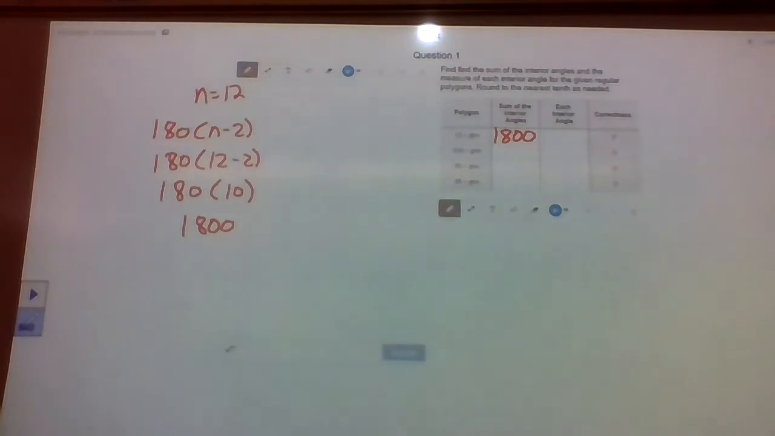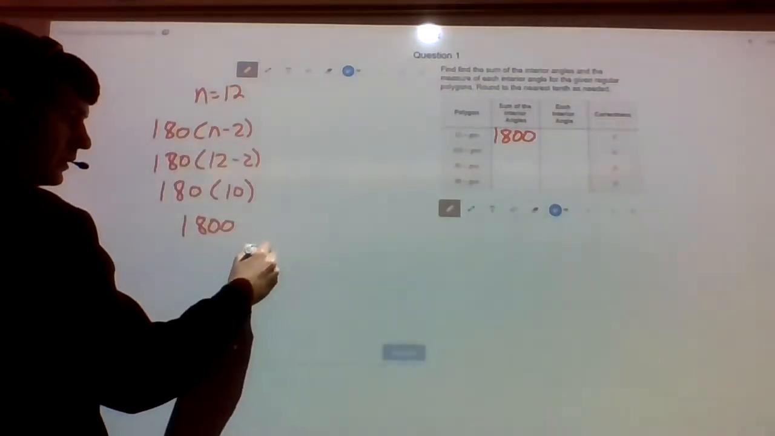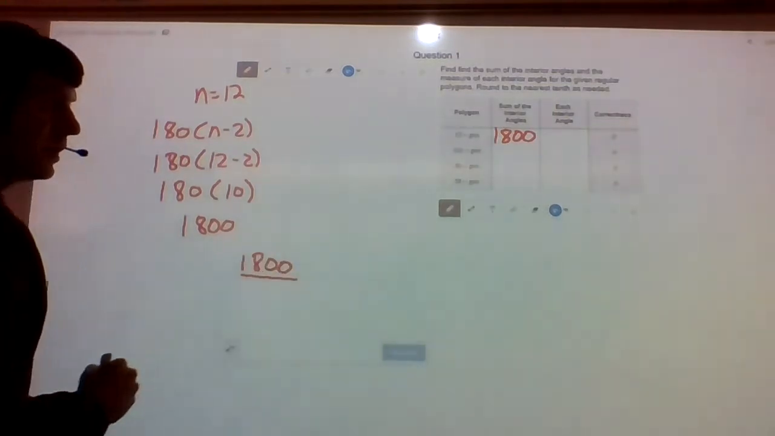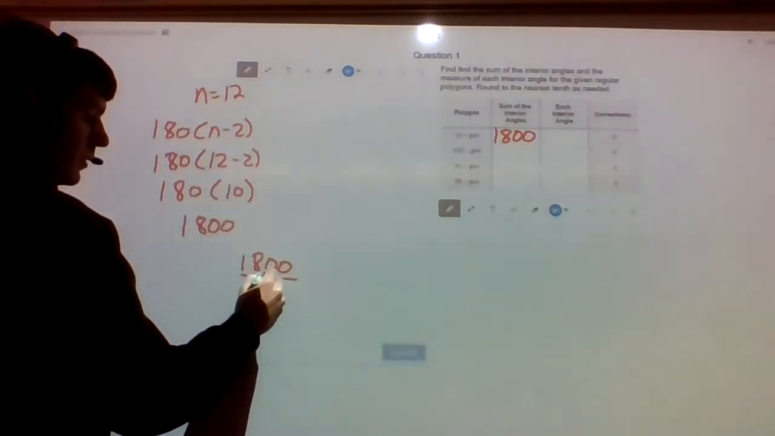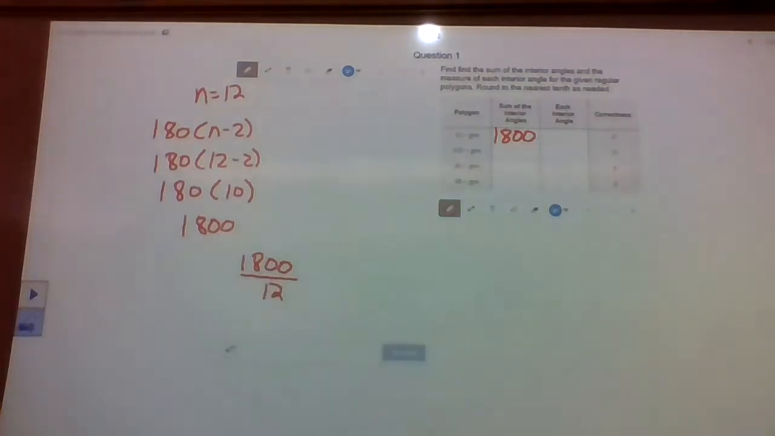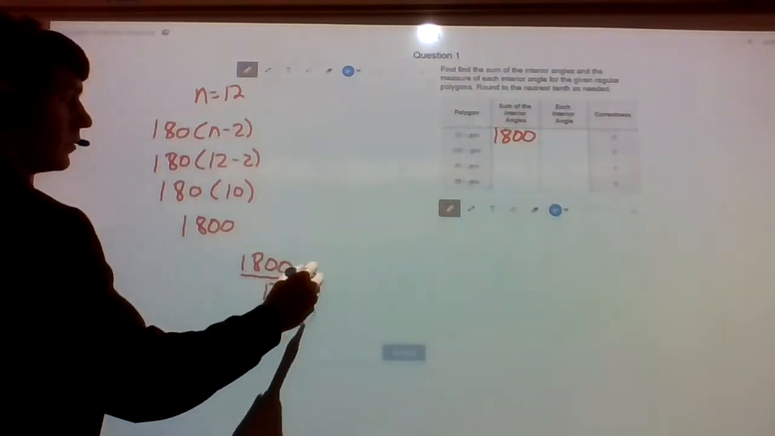For each interior angle, we just take that value, the 1800, and we can simply divide by n, the number of sides. We can simply divide that by 12. I think that's going to be 150. I'll check on the calculator in a second here, though.